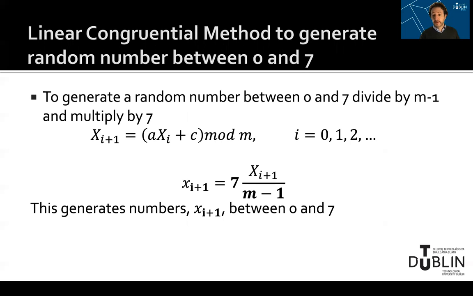To generate numbers between 0 and 7, you divide by m minus 1 and multiply by 7. To generate numbers between 0 and 100, you divide by m minus 1 and multiply by 100.